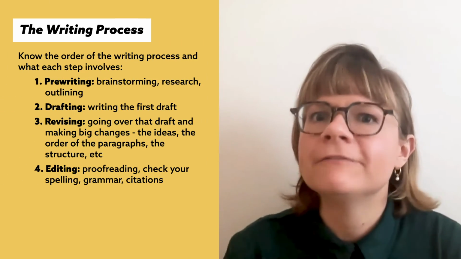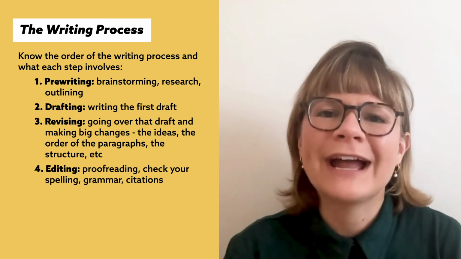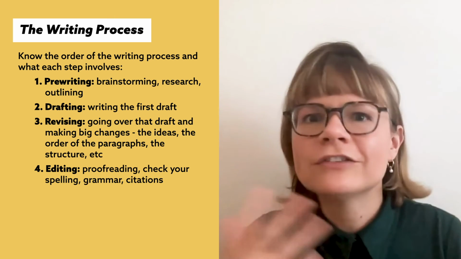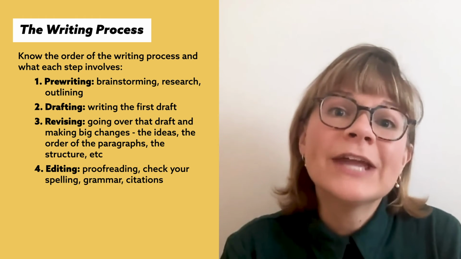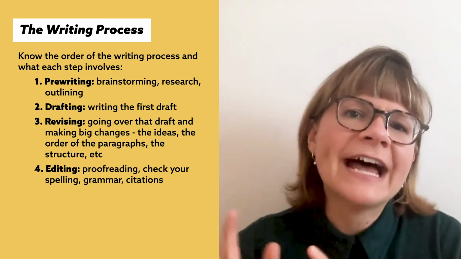The writing process is not the most complex topic, but you're going to want to know the order of the steps to write something and what each step involves. So first we have pre-writing, everything you do before you write. That is doing some research, brainstorming. Then we have drafting, which is writing your first draft. Then we have revising. That's making big changes to the structure of the text or maybe some of the ideas. And finally, we have editing, which is making the smaller grammatical and spelling type changes.